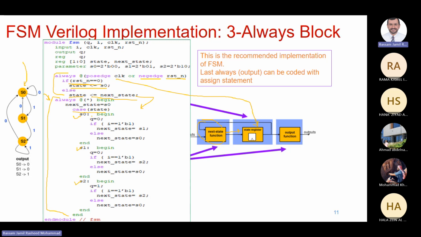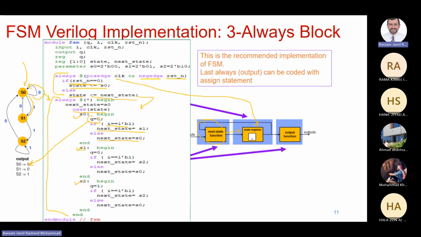If I am in S0, then the Q, by the way, is the output. So my output is zero in this state. Then if the input equals one, my next state is S1. If the input is otherwise, the next state is S0. Otherwise, I will stay where I am. So I'm basically reading the state diagram.